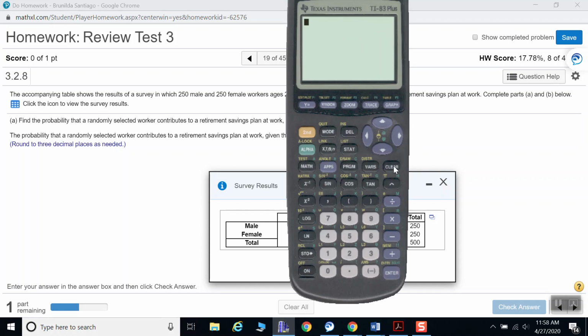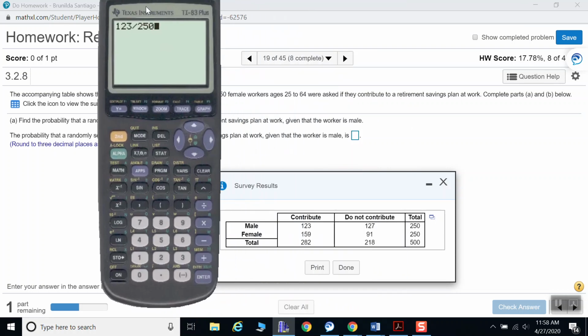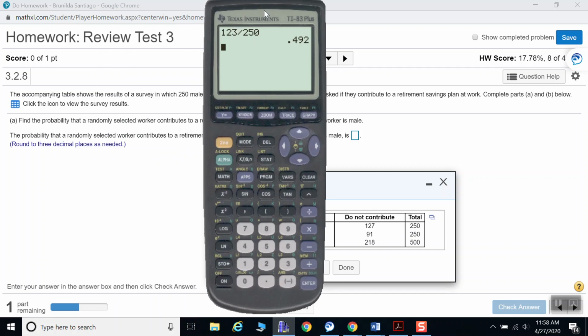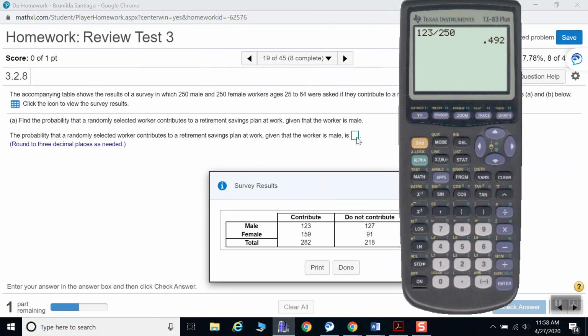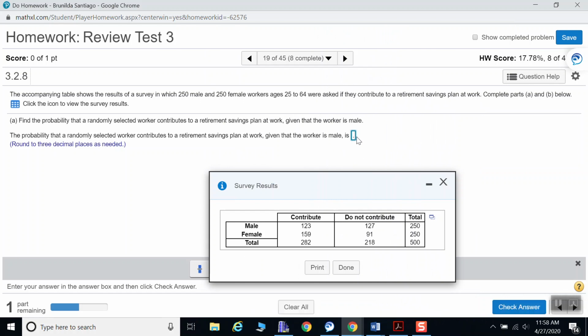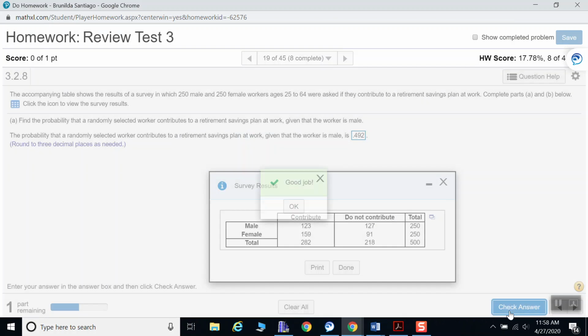So let me clear the screen, and it is 123 divided by 250. Let me make sure that I'm matching the values from the table. Okay, so it says contribute and male 123, overall is 250, enter. And then we look and see how many. They want 3 decimal places. So in this case, it's going to be 0.492. 0.492 for part A.